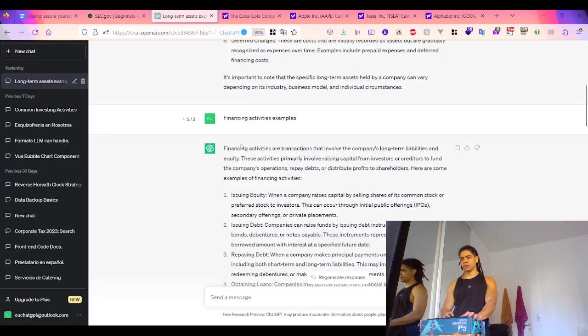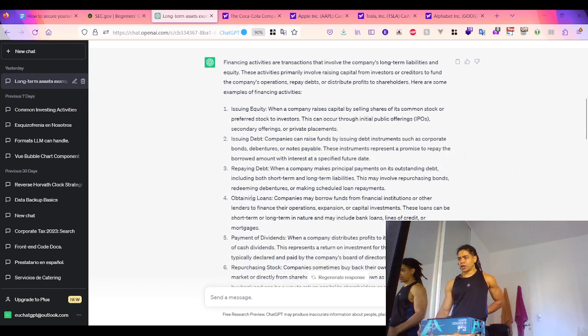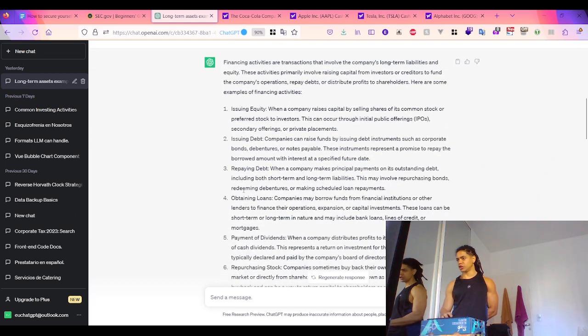Financing activities examples are transactions that involve the company's long-term liabilities and equity. This activity primarily involves raising capital from investors or creditors to fund the company's operations, repay debt, or distribute profits to shareholders. Here are some examples of financing activities.